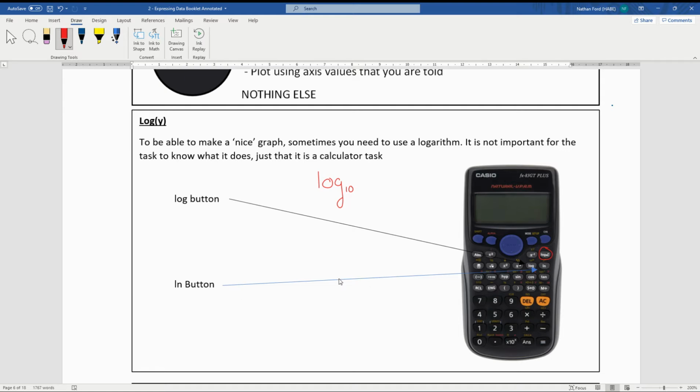Or you get this where it says ln. You don't need to know, but it's known as a natural logarithm. So they're the same thing. This is just a different number at the bottom, but really you will just see these on your papers. But really the techniques and skills required are exactly the same as what you've done for normal plotting. So let's look at a question.